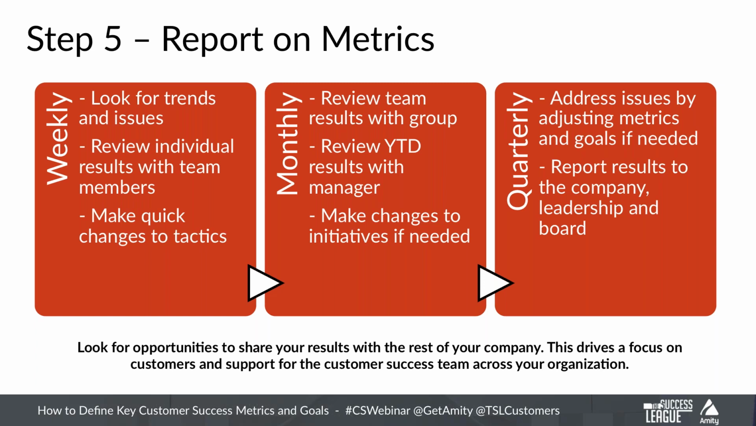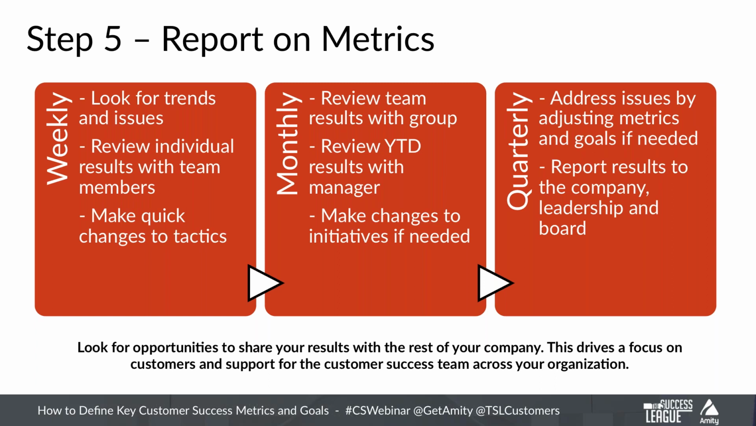So on the weekly reporting, what you're doing is you're looking for trends and issues, you're reviewing individual results with team members. This is where you can make quick changes to tactics mid-month. So if you have certain metrics where you can really turn the dial on a micro basis, those are the things you want to be looking at weekly. On a monthly basis, you want to review team results with a group. You want to review year-to-date results with your manager.